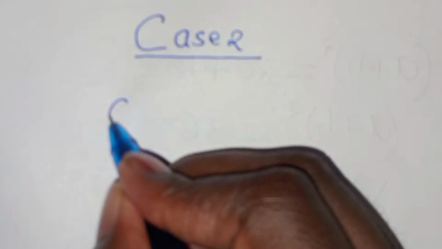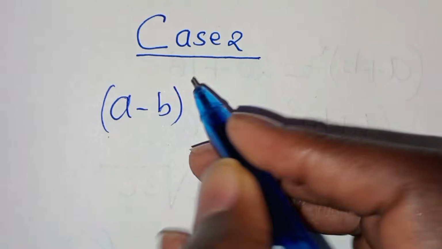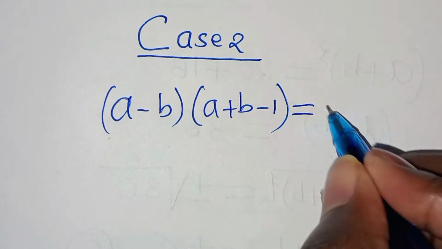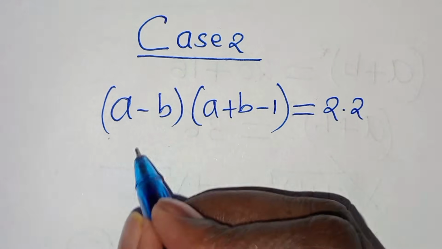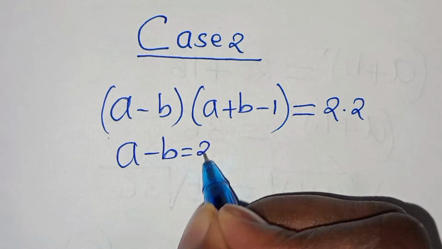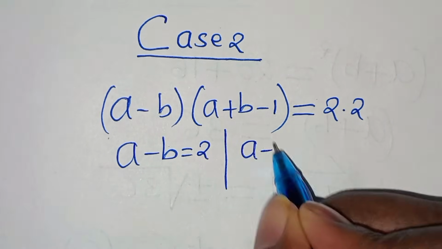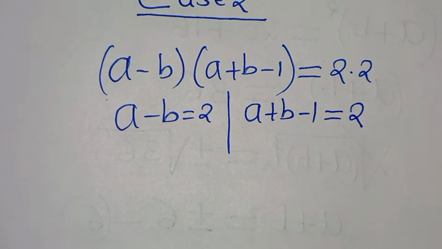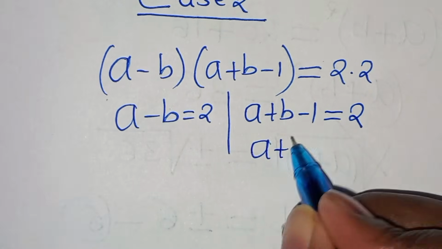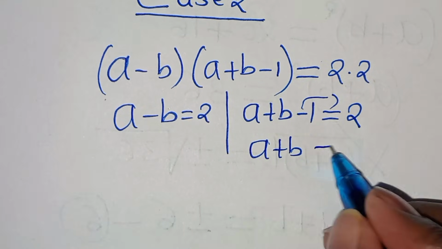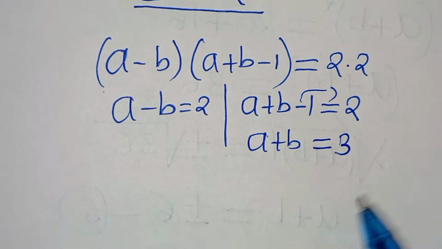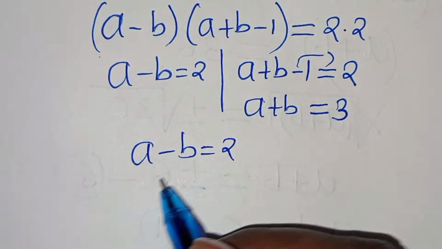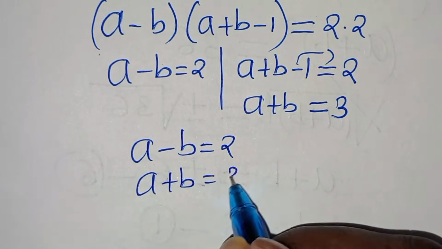In case 2, we have a minus b times a plus b, subtract 1, is equal to 2 times 2. And this means that a minus b is equal to 2, and a plus b minus 1 is equal to 2. Now, here we have a plus b. Let's take minus 1 to the right hand side. So this becomes 2 plus 1, which is 3. So we have a minus b is equal to 2, and a plus b is equal to 3.